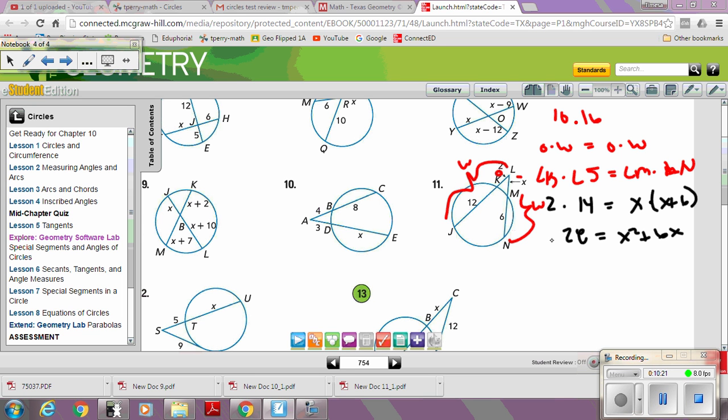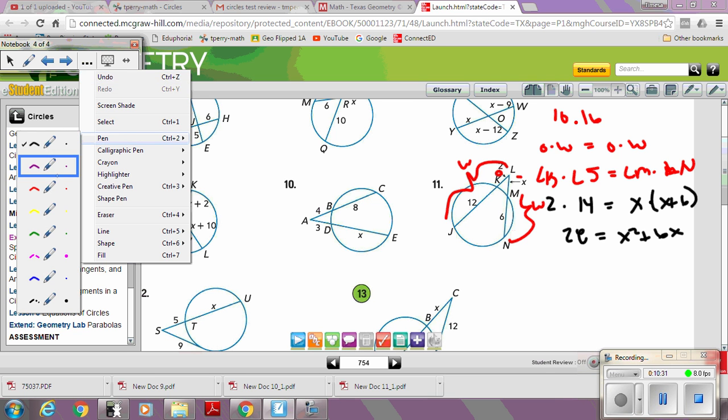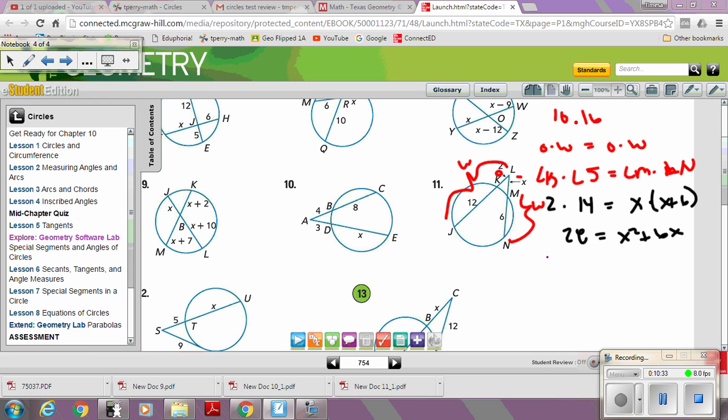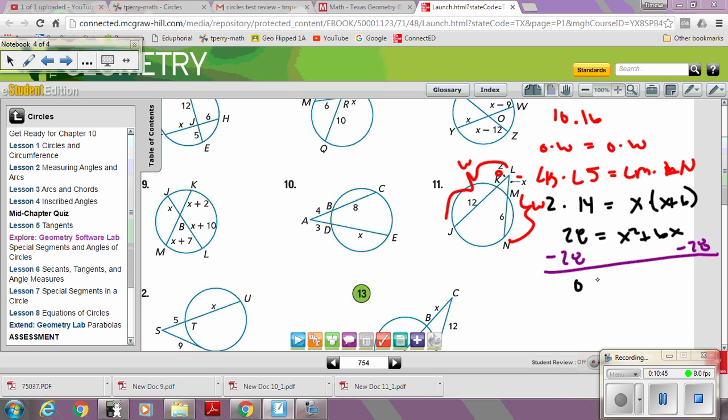Now, if you notice, I don't have x squared on both sides. So in this situation, you're going to have to subtract 28 from each side. Essentially, you're getting everything on the same side of the equal sign. Doing so, you're going to have 0 is equal to x squared plus 6x minus 28. So we're going to have to use the quadratic formula.